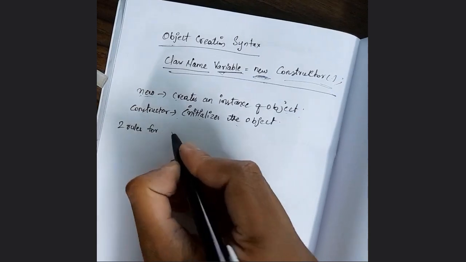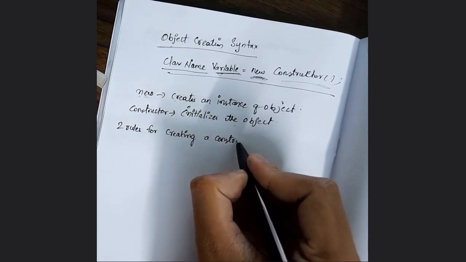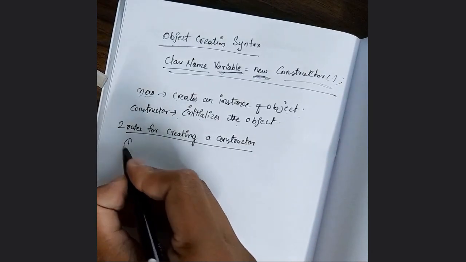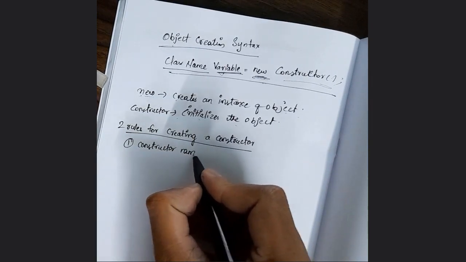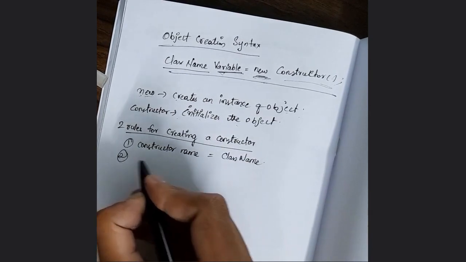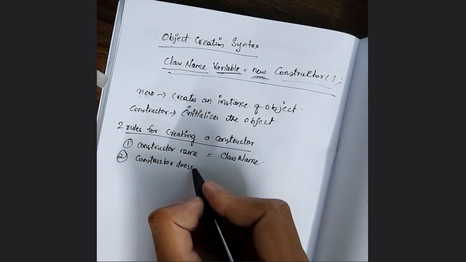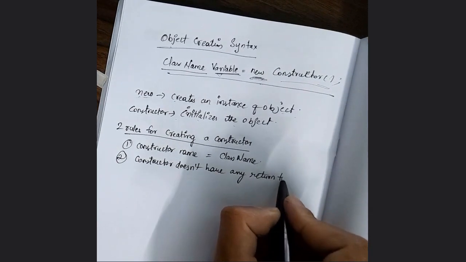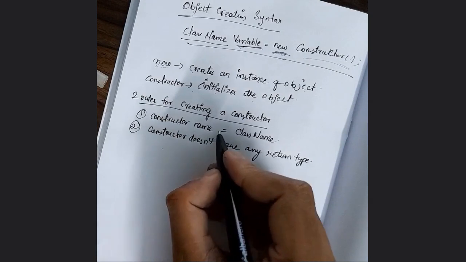Now there are two rules for creating a constructor. So what are the two rules for creating a constructor? The first rule is constructor name should be equal to class name. And the second rule is constructor doesn't have any return type. So here, constructor name should be equal to class name.